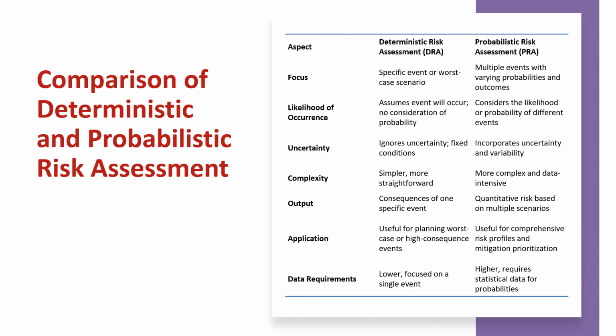In summary, deterministic risk assessment is ideal when preparing for a specific known hazard or when focusing on the worst-case scenario. It is commonly used for disaster preparedness, where emergency planners need to ensure readiness for a particular magnitude of event. Probabilistic risk assessment is better suited for comprehensive risk management, where you need to evaluate the potential outcomes of multiple hazard events and prioritize resources based on risk profiles. It is commonly used in engineering, nuclear safety, and disaster risk reduction.